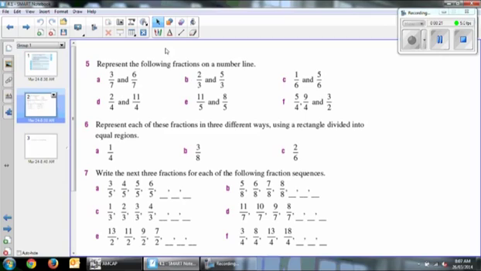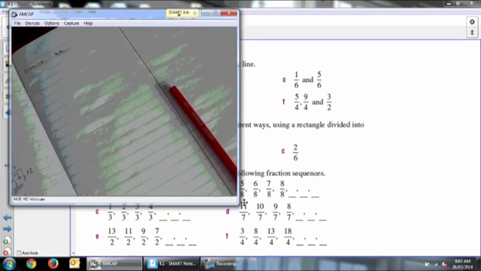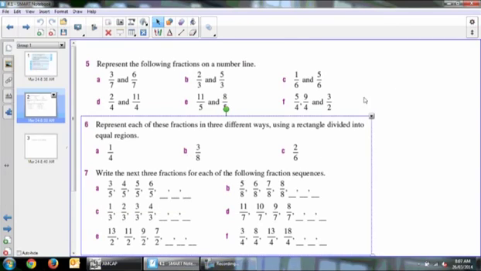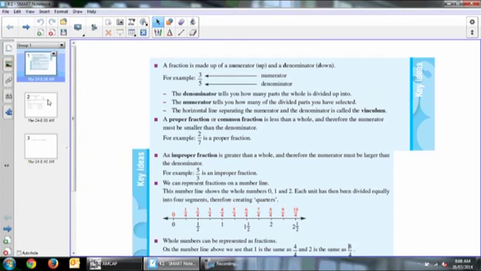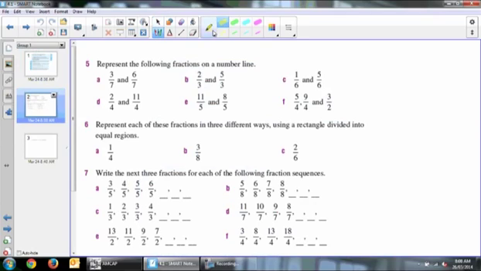So question 5 says represent the following fractions on a number line. Now, I'm actually not going to do this one in the book, which I've got set out here for us. I'm going to do this one in the key ideas. What you'll need to do when you do this question is you'll need to draw number lines that are specific to these fractions. So we're going to have a look at question D, all right?